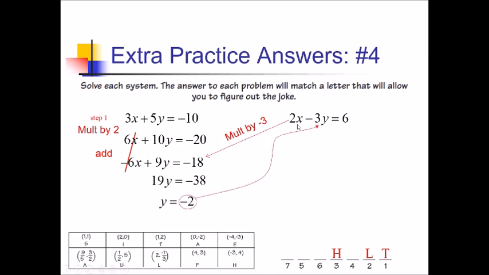So we've got 2x minus 3 times negative 2 equals 6. Negative 3 times negative 2 is actually positive 6. Subtracting 6 from both sides, we end up with 0 on the other side. And then finally dividing by 2, 0 divided by 2 is still 0. So that gives me the point 0, comma, negative 2, which matches up with A right here in my answer box. And let me find the blank for spot number 4. That's right over here, so we'll put an A right there.